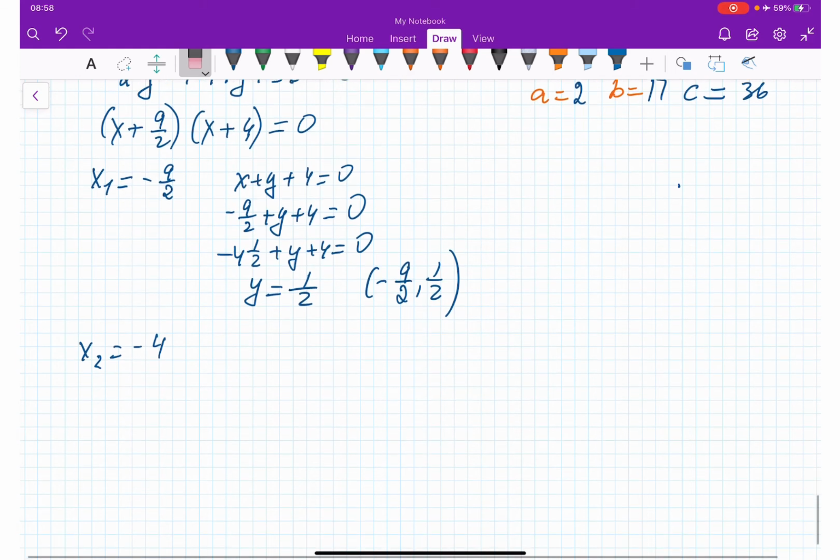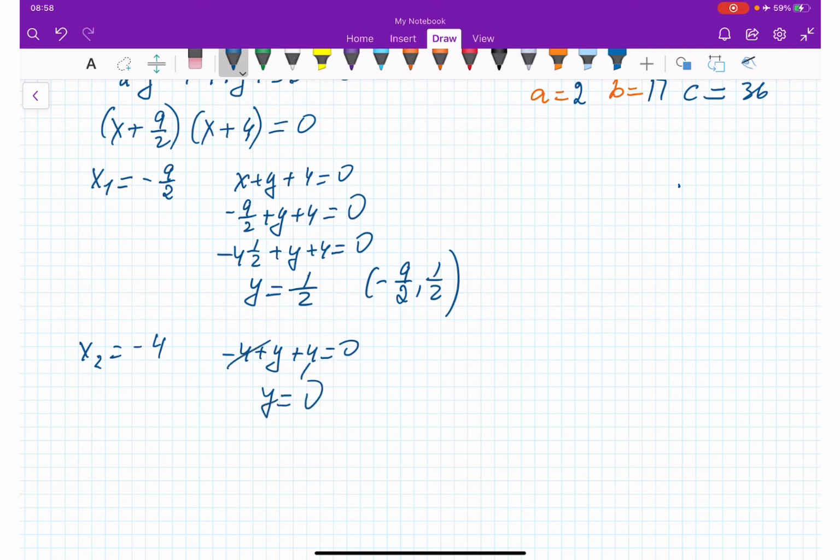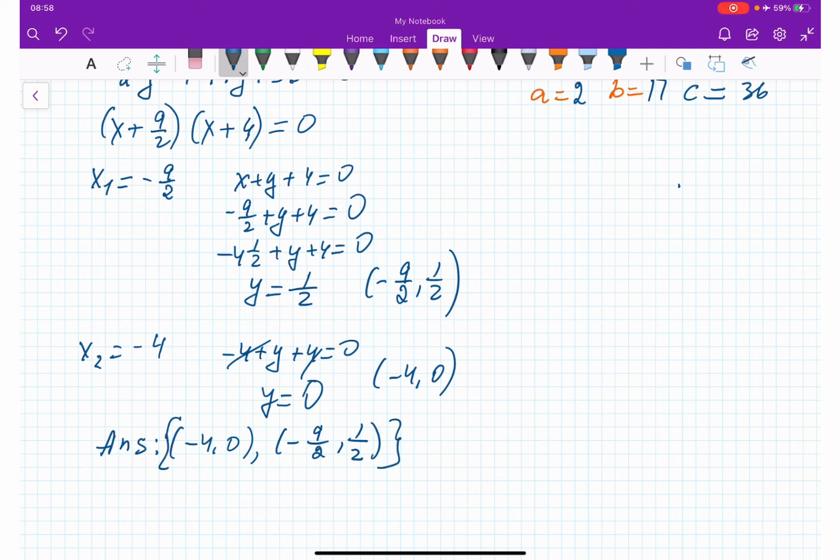x is equal to negative 4. Negative 4 plus y plus 4 equals 0. y is equal to 0, where we have the answer negative 4 and 0. So the final answer is going to be negative 4, 0, negative 9 over 2, 1/2.